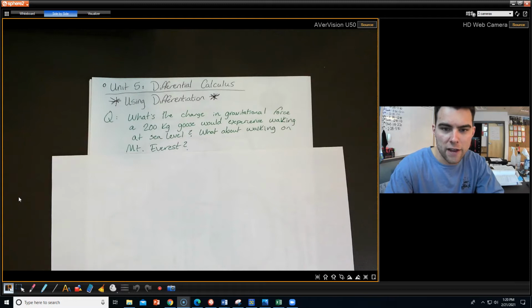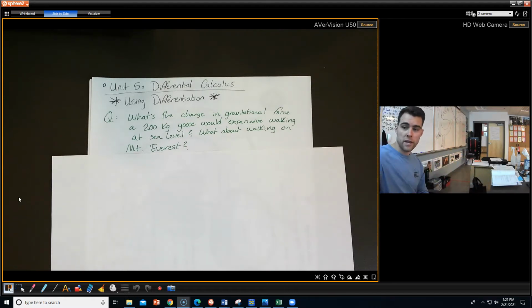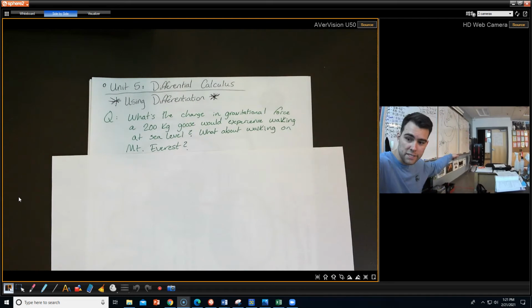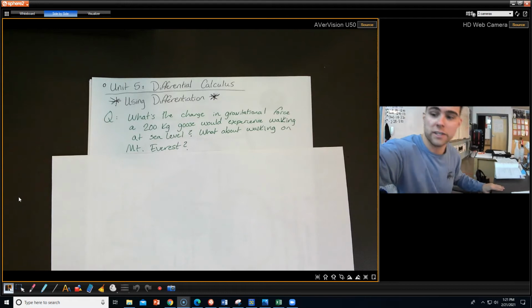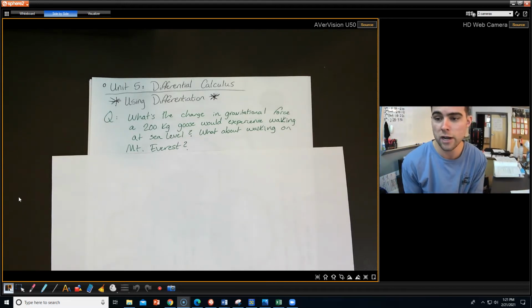What's the change in gravitational force a 200 kilogram goose would experience walking at sea level? And then we're going to compare that to if this goose was walking on Mount Everest. What goose is 200 kilograms, you may ask? That goose right there. That scary looking horrible thing that Camber drew on the board. I'm going to use as inspiration for today's lesson, and so we are going to use Newton's laws of gravity. We are going to take the derivative of it, and then we are going to apply what we learned today in order to answer this question.